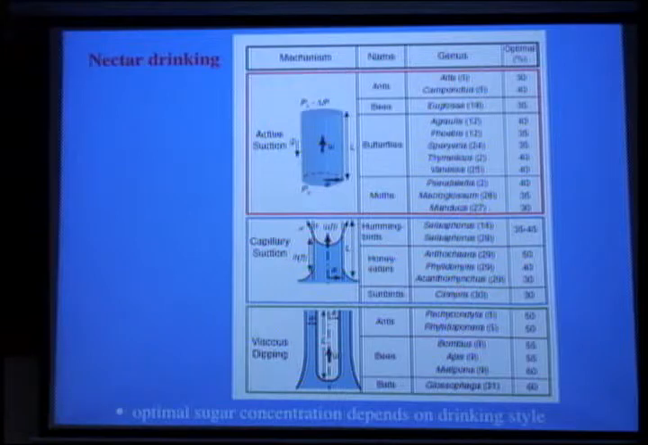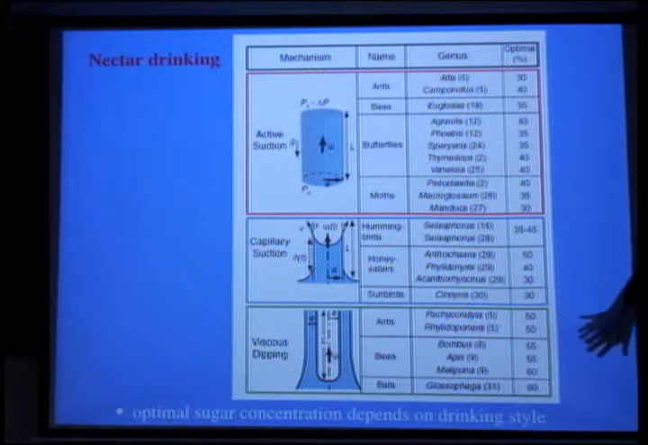By measuring its change of weight, they can measure the volume flux, and from the volume flux, if they know the concentration of nectar, they can see how much energy it's getting. So they can then assess experimentally what the optimal concentration is. For what nectar do they receive the most energy? What they find is that for these three different techniques, there are three different answers.